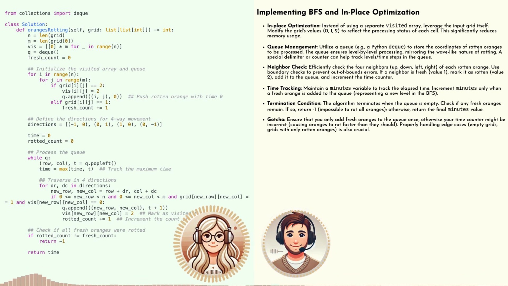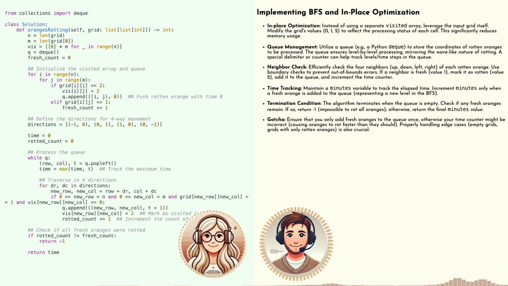Exactly. Because there are some fresh oranges that are... Some of them might be completely isolated. Completely isolated, and unreachable by that wave of rot. So BFS provides us with this systematic way to explore the grid, making sure that we find the shortest path. Yes, it's a very elegant approach. Yeah, very elegant in its simplicity.